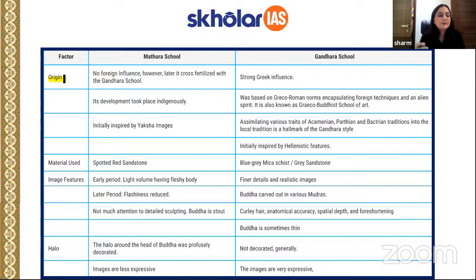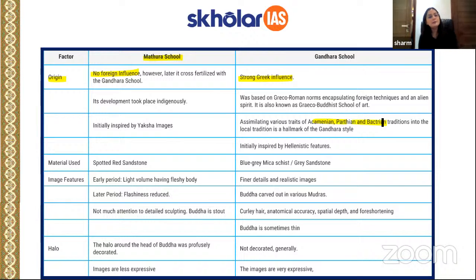Now, with respect to the influences, you must know that there was no foreign influence in the Mathura School of Art. However, there was a strong Greek influence along with Roman and certain Central Asian influence such as the Achaemenian, Parthian and Bactrian traditions, which can be seen in the sculptures of Gandhara School of Art.